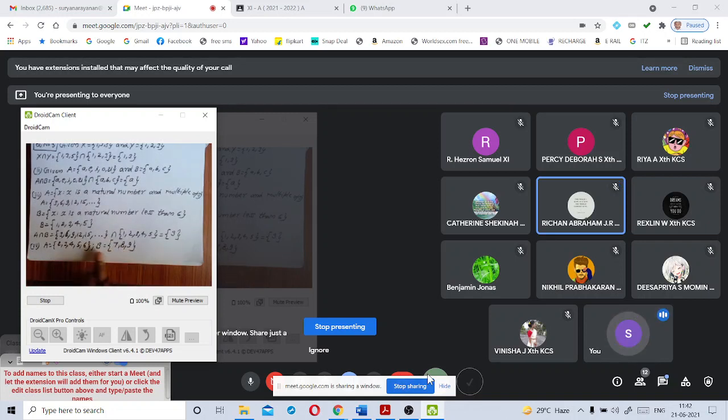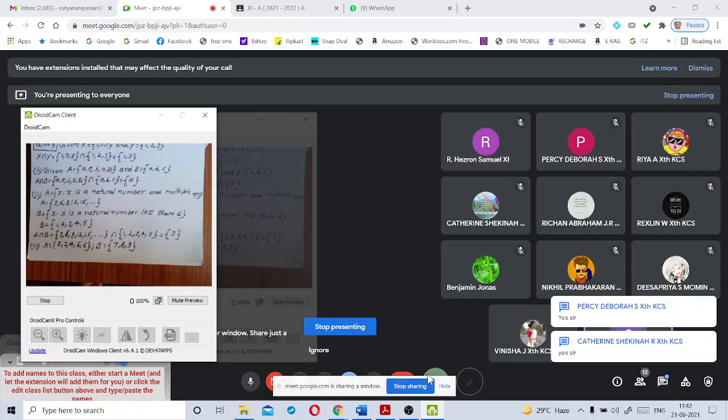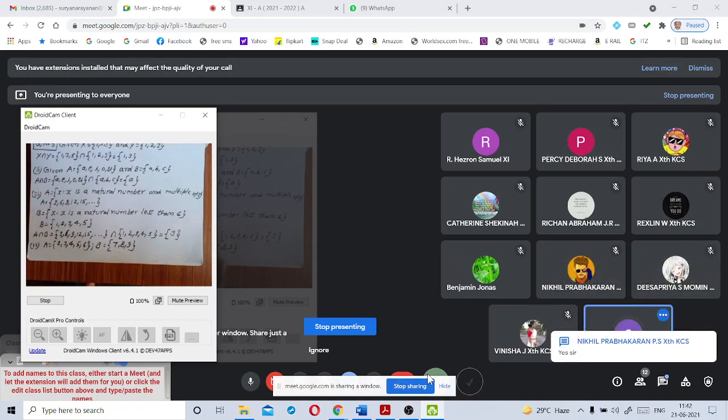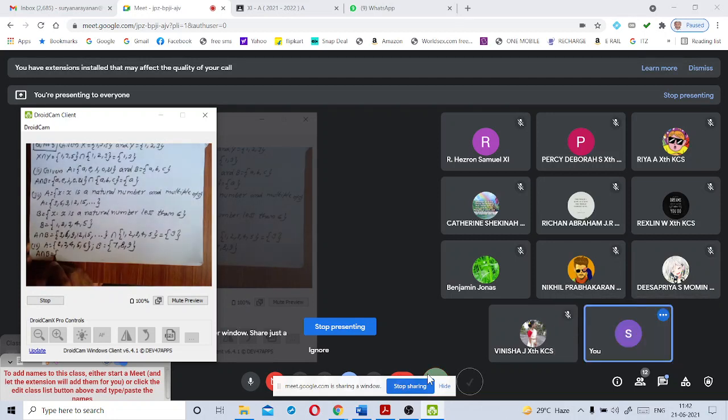Understood these two sets, my dear children? Yes, clear, sir. I wrote these sets in the roster form directly; they were not given directly. Now we have to find the intersection. A is the set 2, 3, 4, 5, 6, and B is the set 7, 8, 9.